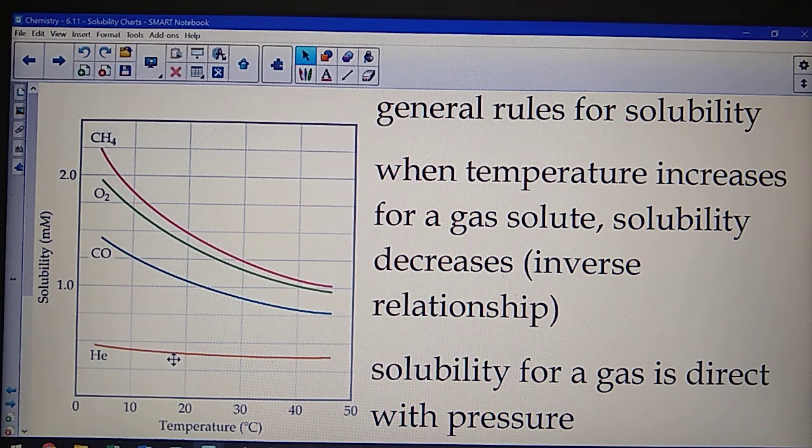This can have pretty significant consequences. There's something called thermal pollution. So think about this question: can a fish drown? Well, the answer is yes.